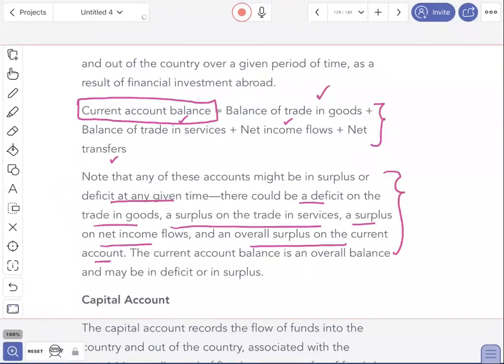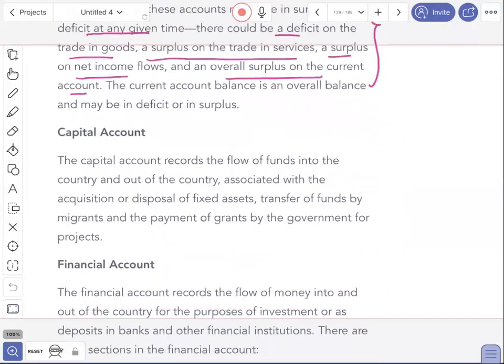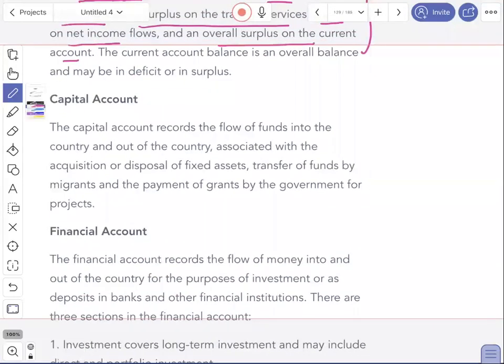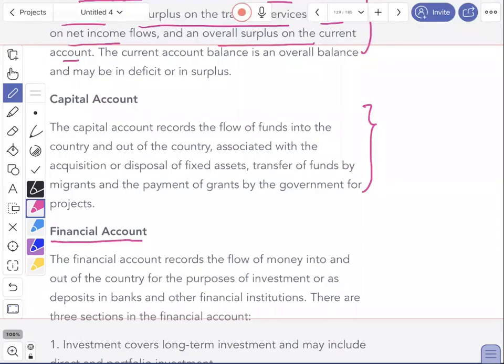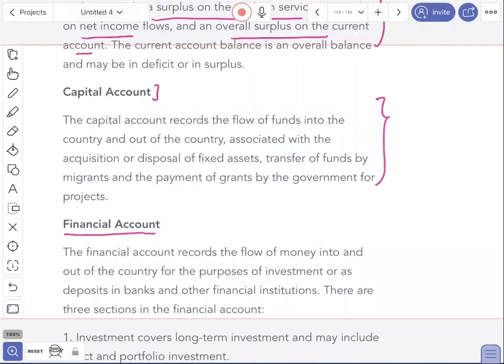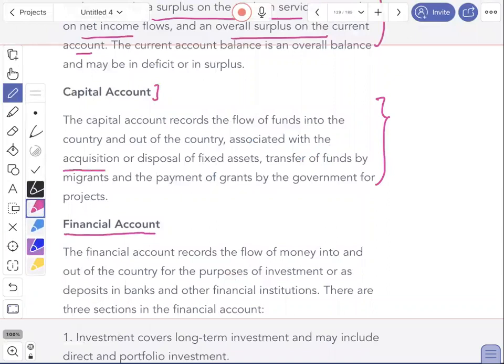Then comes the capital account. Now, the capital account is a relatively unimportant account because it doesn't really include major items, and that's why a lot of the discussion is always about the financial account and current account, but not so much about the capital account. First of all, the capital account includes a few things. The first is that it records all the flow of funds happening because of acquisition, buying, or selling. So it's called acquisition or disposal of fixed assets.